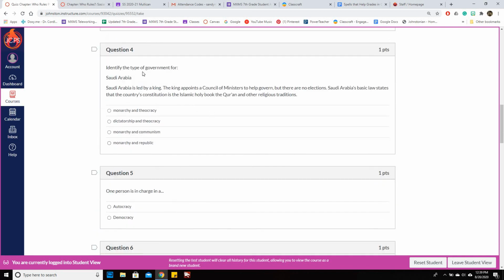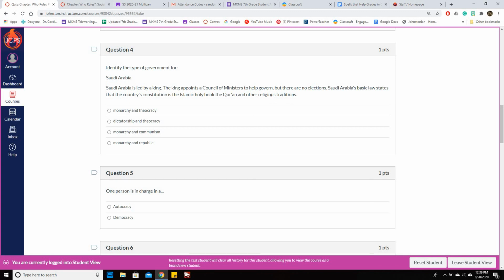Number four, identify the type of government for Saudi Arabia. Saudi Arabia is led by a king. The king appoints a council of ministers to help govern, but there are no elections. Saudi Arabia's basic law states that the country's constitution is the Islamic holy book, the Quran, and other religious traditions.